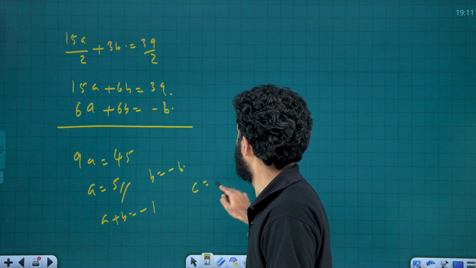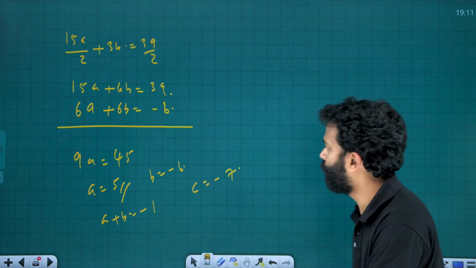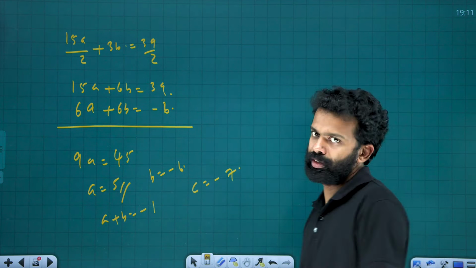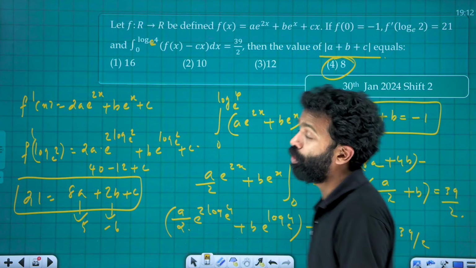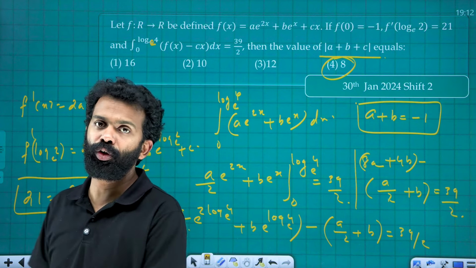Therefore, a is 5, b is minus 6, and c is minus 7. So, minus 13 plus 5 is what? Minus 8. And what is a plus b plus c then? Minus 8. Okay, the modulus of a plus b plus c is equal to what?